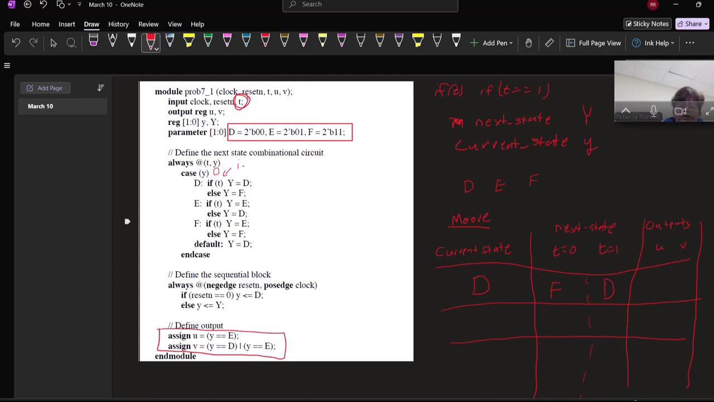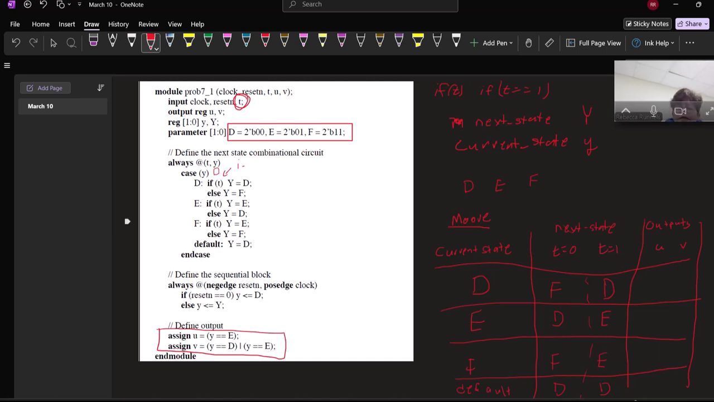Then we have, if our current state is E, if T equals 1, our next state is E. Else, our next state is D. And then we have F. If our current state is F, if T equals 1, then our next state is E. Else, our next state is F. And then we have a default, and our default would go with anything, so I can just put default. The next state would be D.